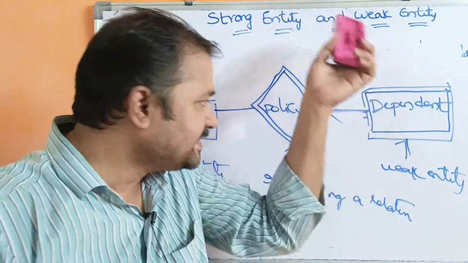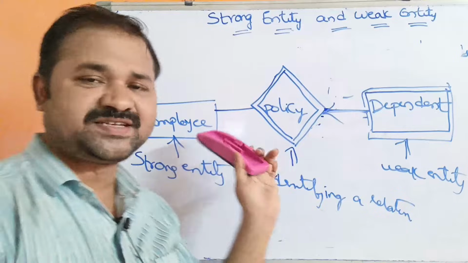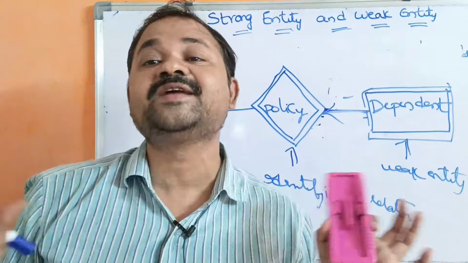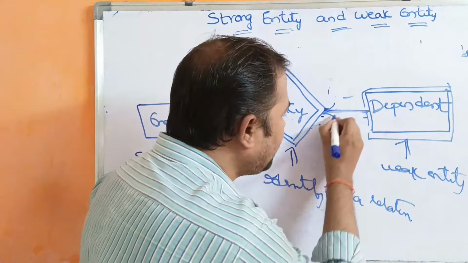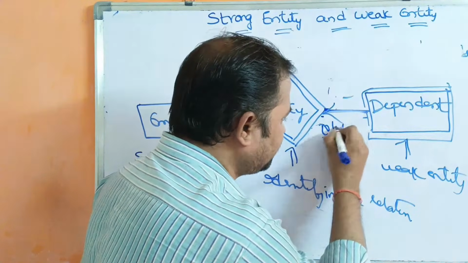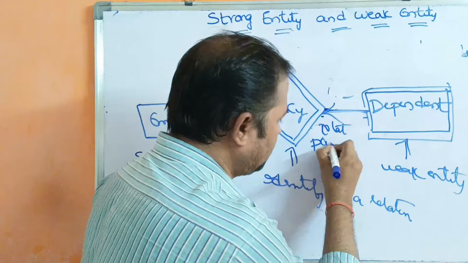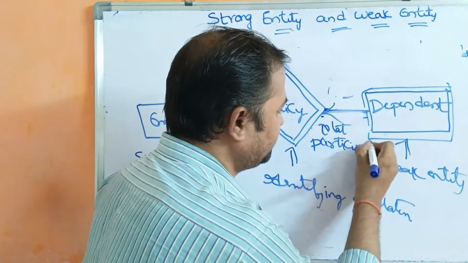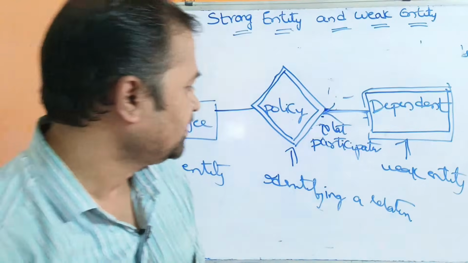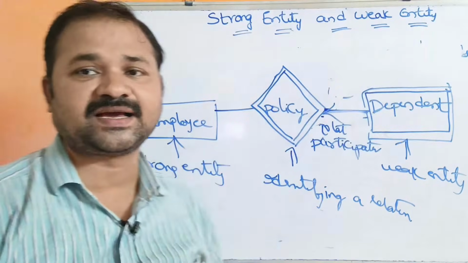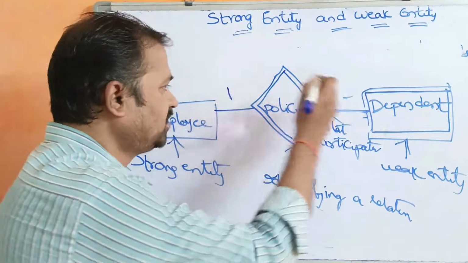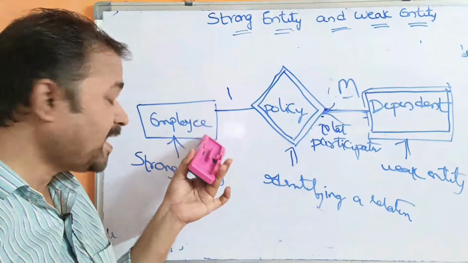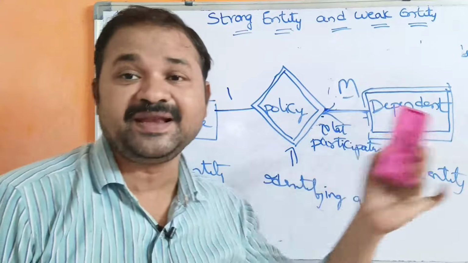Here this dependent entity always depends upon the employee. So here the participation is 100%. That's why we have to write total participation. A weak entity will participate 100%, so total participation. Here the relationship is a one to many relationship. Why? Because one employee may have several dependents.